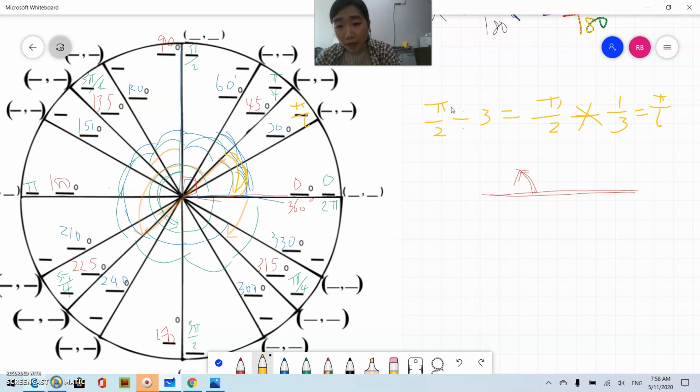Pi over 6, and I add pi over 6, which is 2 pi over 6. But 2 pi over 6 can be simplified to pi over 3. And then I add another, which is 3 pi over 6, which simplifies to pi over 2. 4 pi over 6 would be 2 pi over 3. I'm just simplifying everything. And then 5 pi over 6. 6 pi over 6, 7 pi over 6.